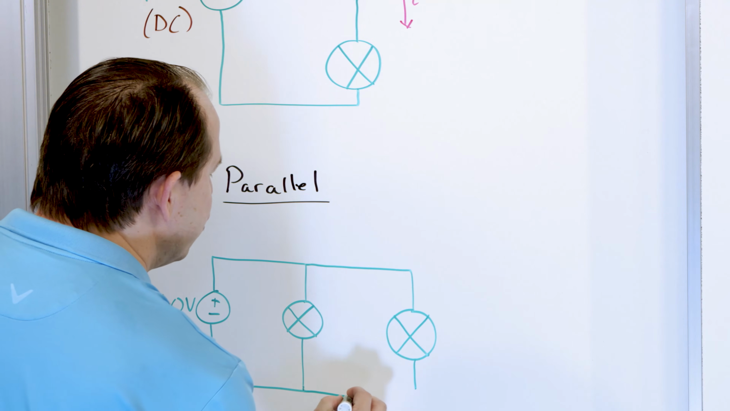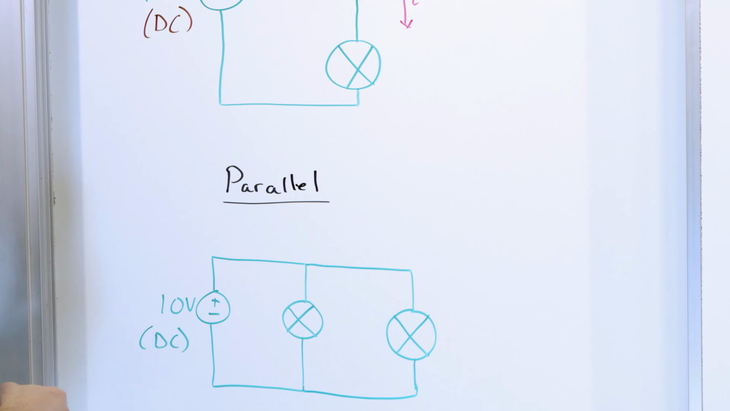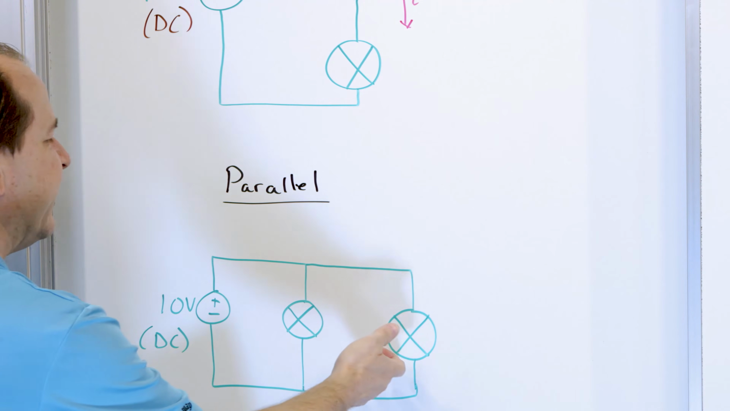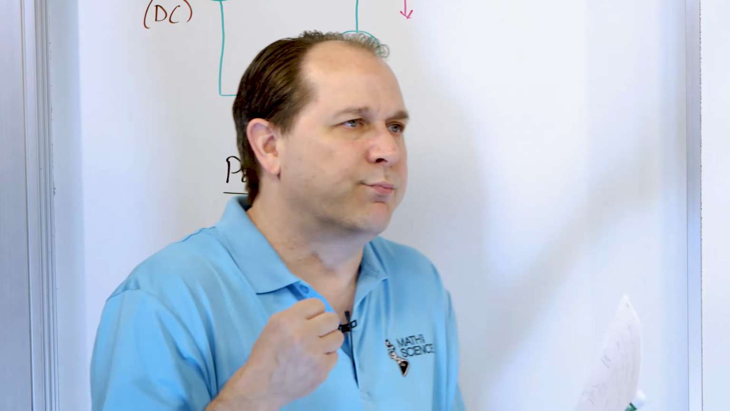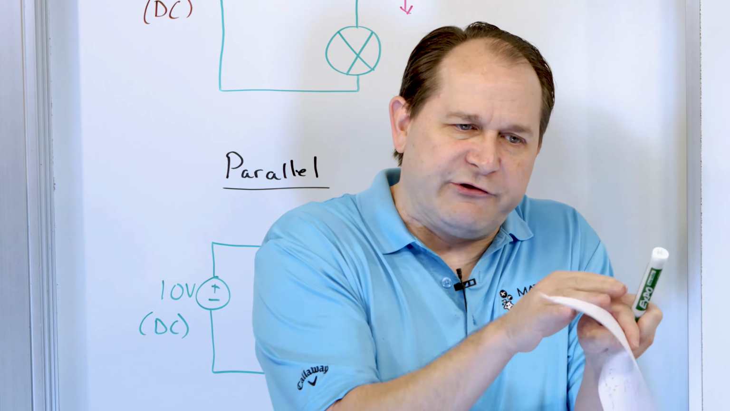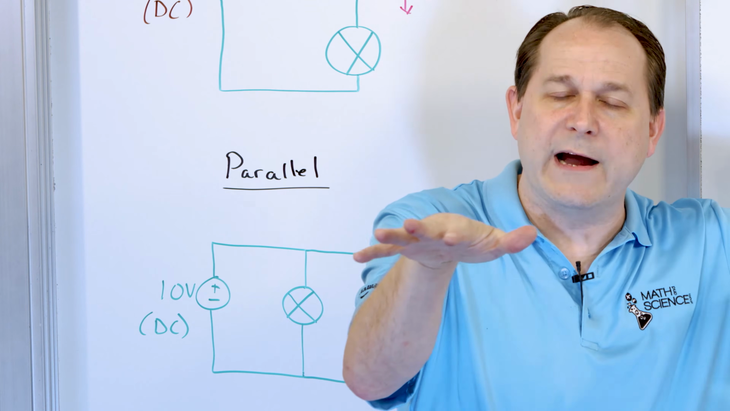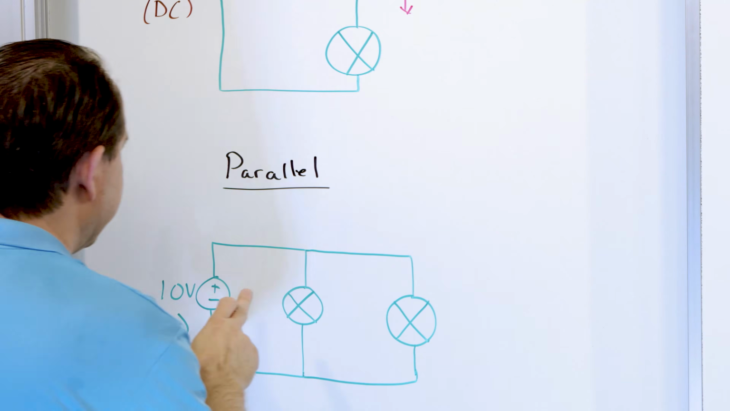So I'm introducing a new word for you. It's called the branches of the circuit. This is the first branch and this is the second branch. When you think of branches of a tree, you think of the branches splintering off and kind of going different directions. And so that's what's really happening here as well.